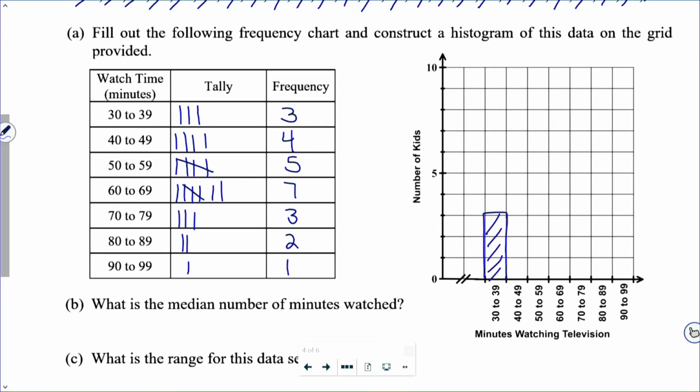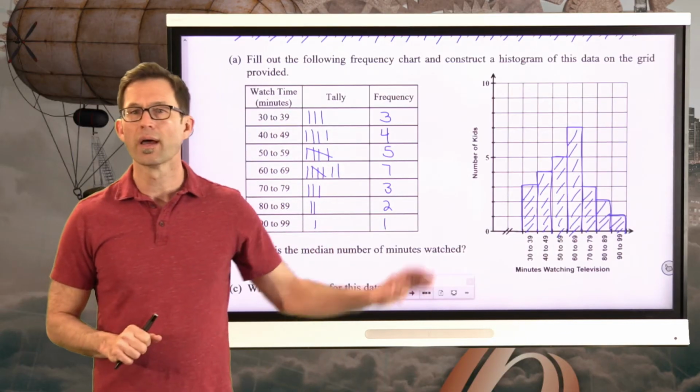40 to 49, we've got 4 that are watching. 50 to 59, there's our 5. Seems to be going up in a very regular pattern. 60 to 69, we've got 7, so a few more there. 70 to 79, 3. And then 2 and 1. There we go. Nice histogram, right?